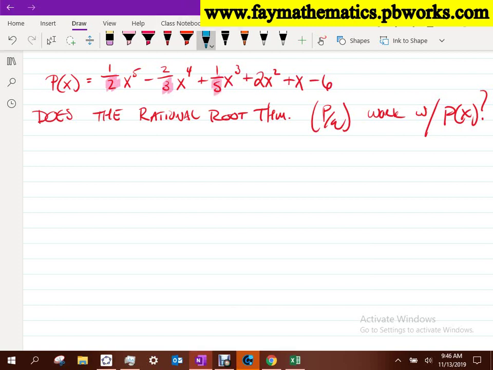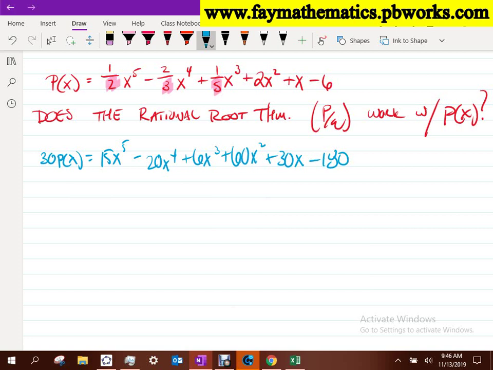So if I rewrite, I'm going to write this as 30 p of x would equal, now this would be 30x to the 5th, I'm sorry, 15x to the 5th. Be able to do multiplication. 15x to the 5th, okay? Minus, then multiply this by 30, 20x to the 4th. Multiply this by 30, so it gives me a positive 6x cubed. Multiply this by 30, it gives me 60x squared. Plus then 30x minus 180, right?